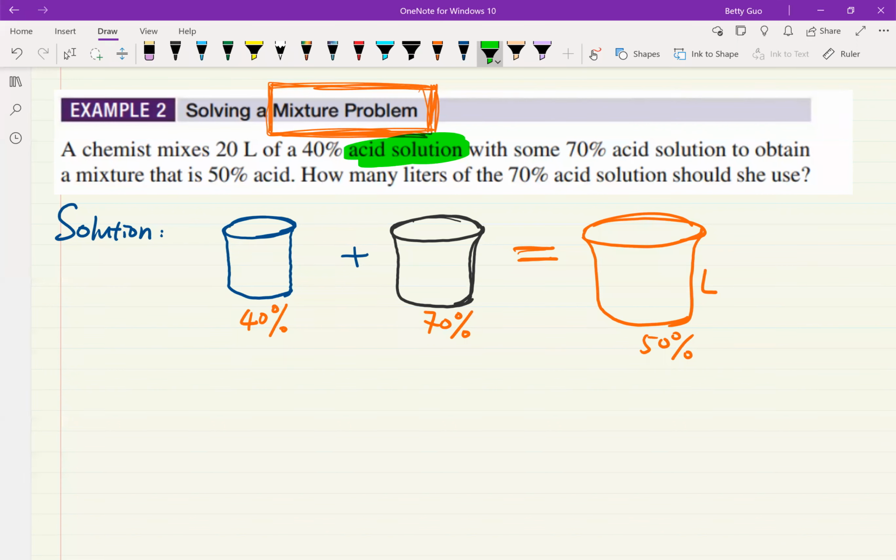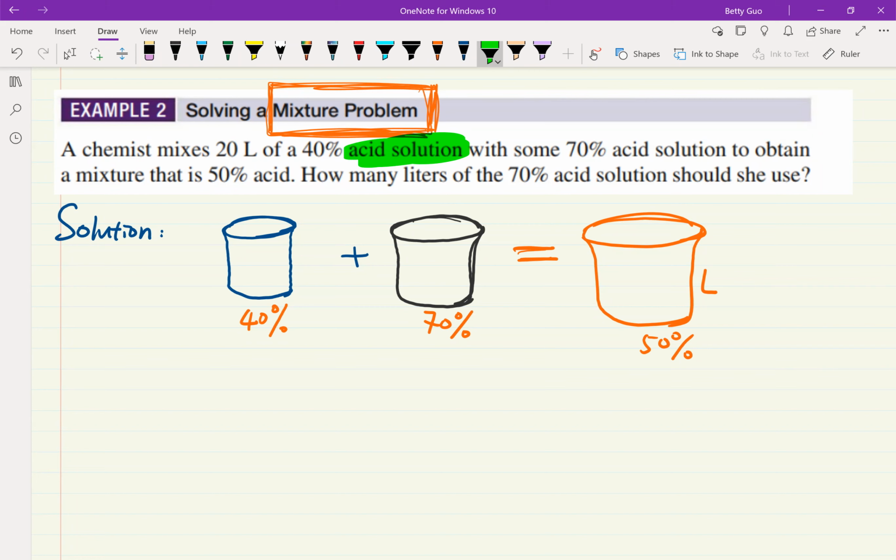Am I clear what's going on in this problem? She pours stuff here and stuff here into here. She wants the acid solution in this jar to be 50% density, meaning half acid, half water. Here, 70% acid, 30% water. So this is very strong. This is 40% acid, 60% water. So this is not very strong. So she mixes them together. She wants half acid, half water. Am I clear about what's going on here?